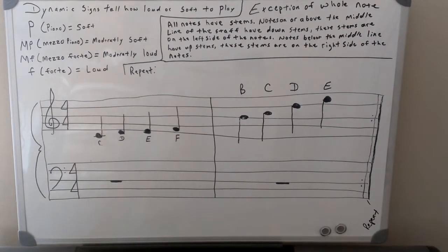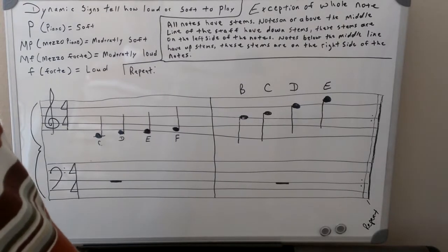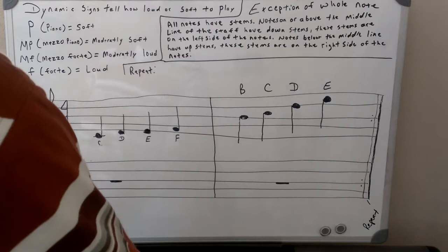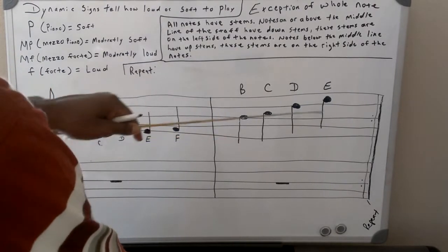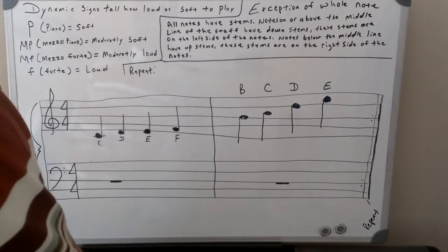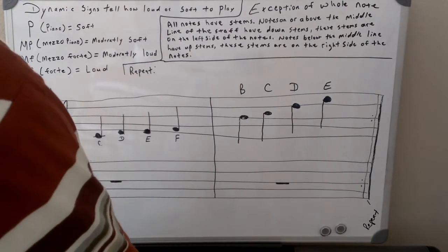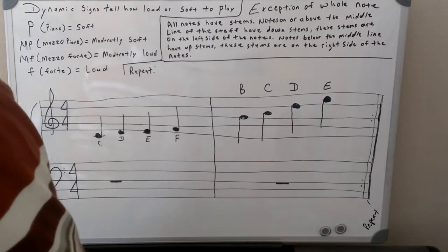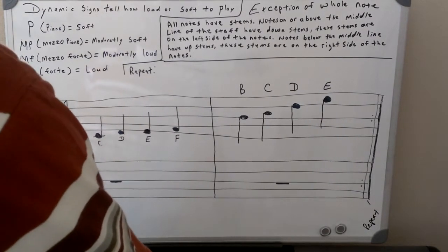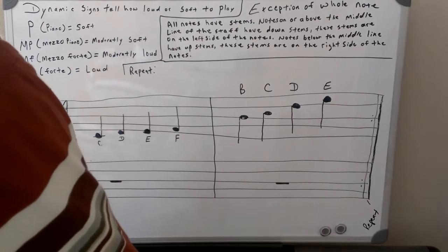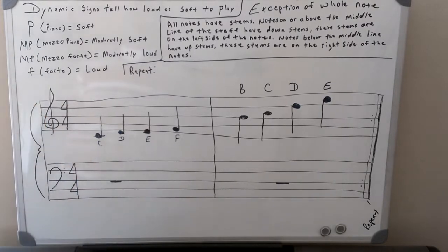So I'm playing this. Then I'm going back now because it's telling me what? It's telling me to repeat. Okay, so C, D, E, F, B, C, D, E, repeat. C, D, E, F, B, C, D, E. That's it.